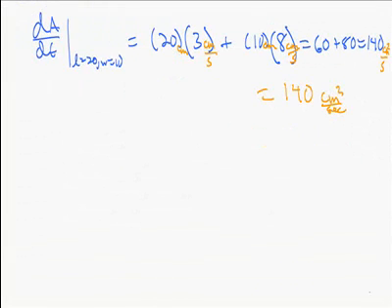Let's try another example. Let's go ahead and take a look at number 6. In number 6, we are given that x squared plus y squared equals 25. So we have this relationship. You should recognize that as the equation of a circle of radius 5 centered at the origin. And we have dy/dt equals 6. So we're given that information: the change in y with respect to time is equal to 6.